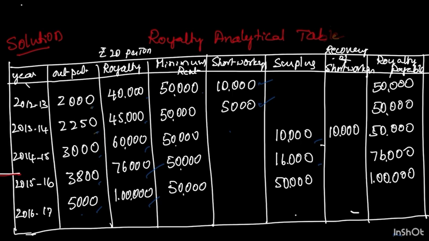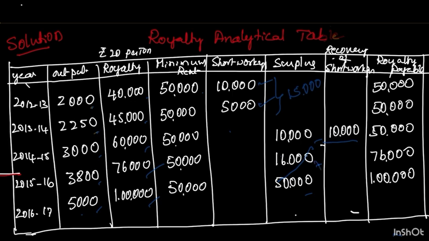But as per the agreement, we are supposed to recover the short workings in the first 3 years. Out of the surplus we get in the first 3 years, the short workings are to be adjusted. So what is the total short workings we have? We have 15,000. And in the third year, the surplus is only 10,000. Of course, in the fourth year there is 16,000, and in the fifth year there is 50,000, but we are not supposed to use this fund.